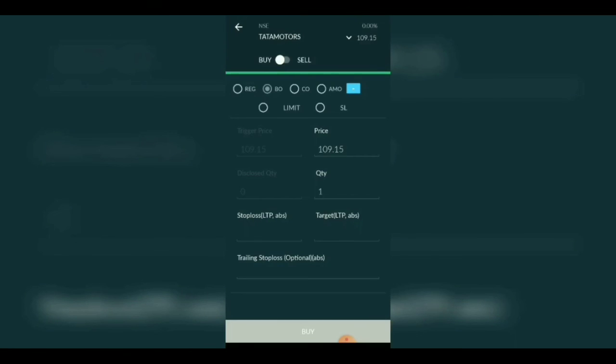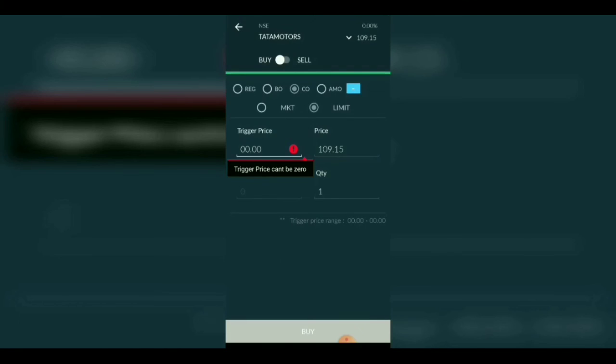In the CO option, that is cover order, you need to provide only the stop loss. Once you achieve the target, you could close the trade by exiting the pending stop loss. If you use bracket order or cover order, SAS Online provides higher margins up to 20 times.